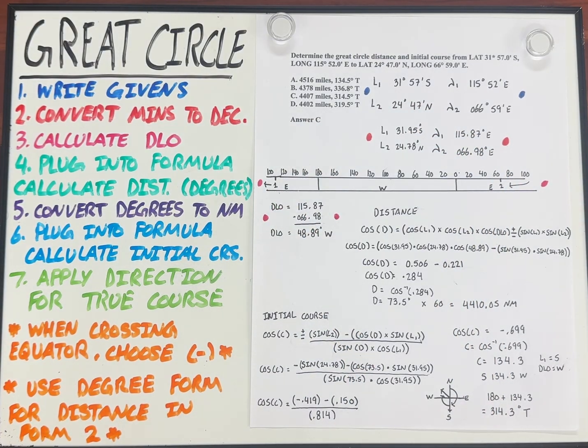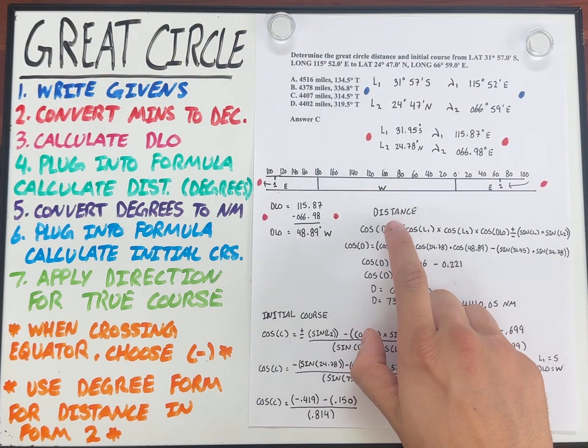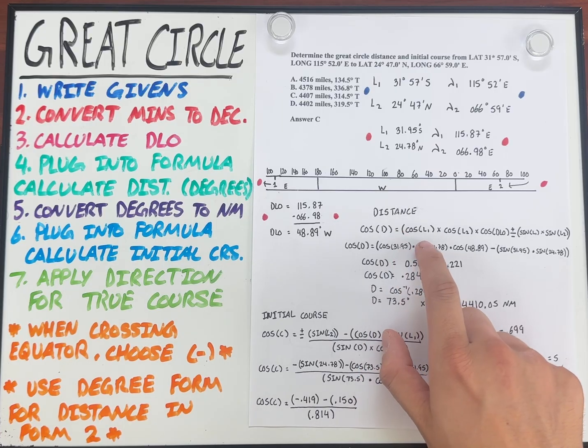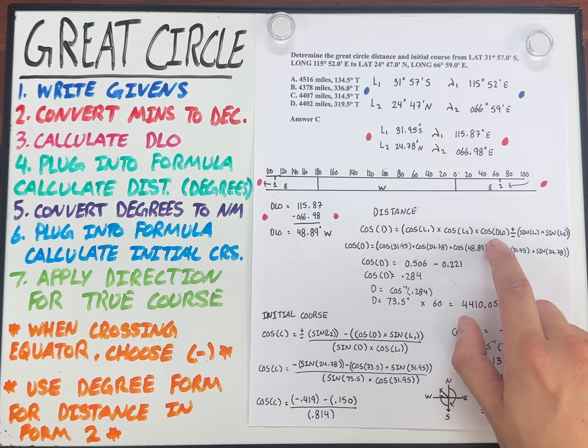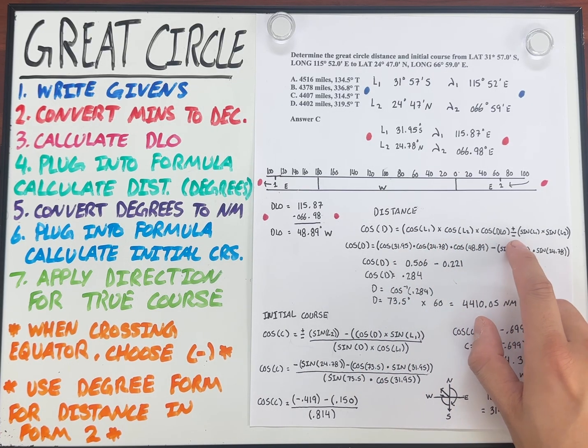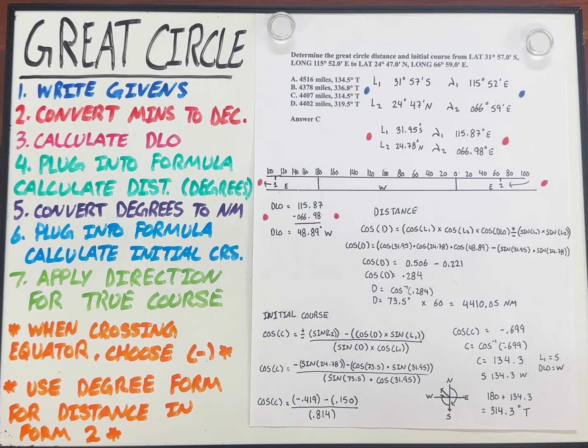Step 4 is to plug into our formula here. Our distance formula is cosine d equals cosine lat 1 times cosine lat 2 times cosine difference of longitude, plus or minus sine of lat 1 times sine of lat 2.